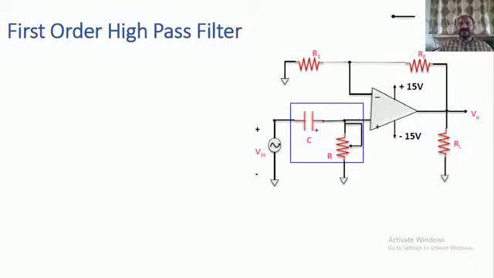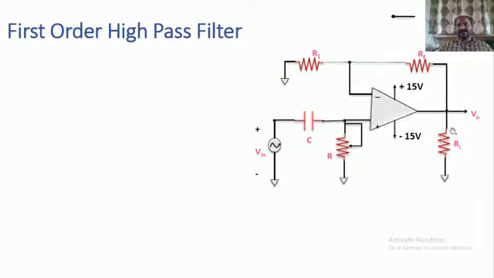Previously, in the low pass filter case, we took the output across the capacitor. But in this case, we are supposed to take the output across the resistor. If you take the output across the resistor, then the filter is configured as a high pass filter. As we know, the resistors R1 and R2 are acting as feedback elements, V0 is the output voltage, and RL is the load resistance. So let us go for the analysis.